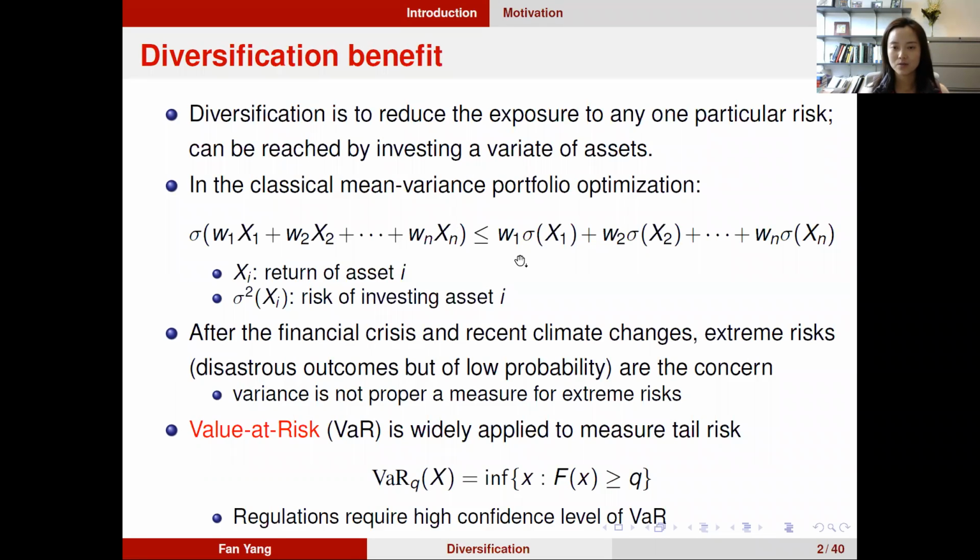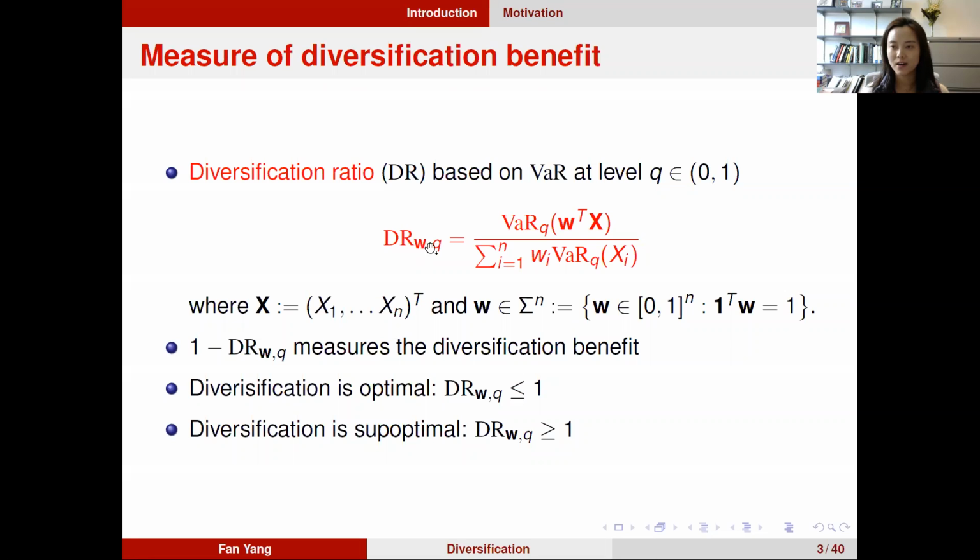So to really quantify exactly how much diversification is reached at a certain weight. Here again, the W means the weights. We only take the positive weights, which means we do not allow short selling. This DR, in this form, is not directly the diversification benefit, but 1 minus this DR measures the diversification benefit.